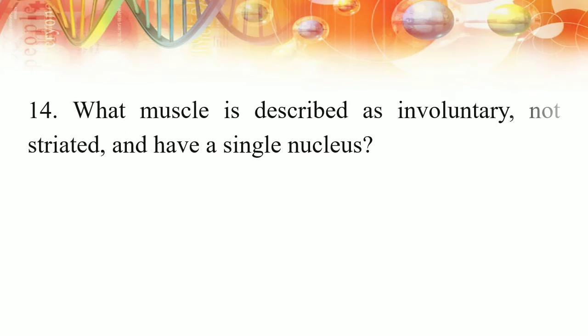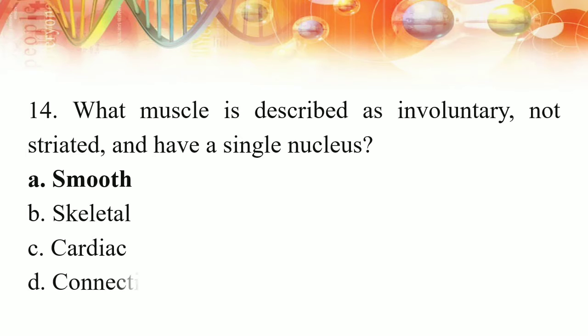Number 14. What muscle is described as involuntary, not striated, and has a single nucleus? A. Smooth. B. Skeletal. C. Cardiac. D. Connective. Connective pertains to a tissue that supports, protects, and gives structure to other tissues and organs in the body. Cardiac muscle is involuntary but is striated muscle that constitutes the main tissue of the wall of the heart.